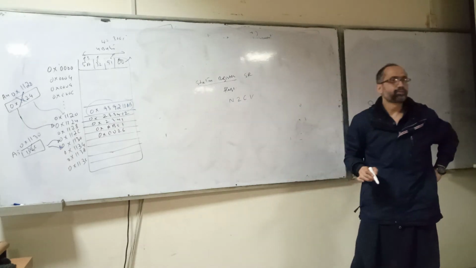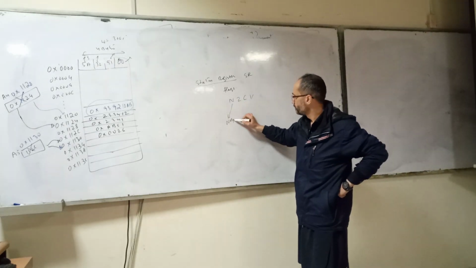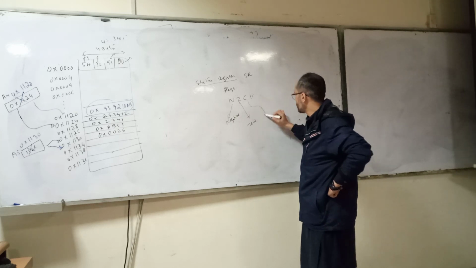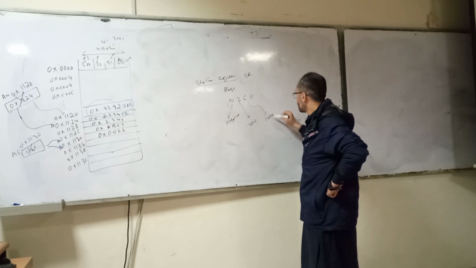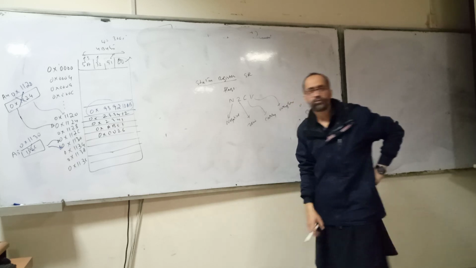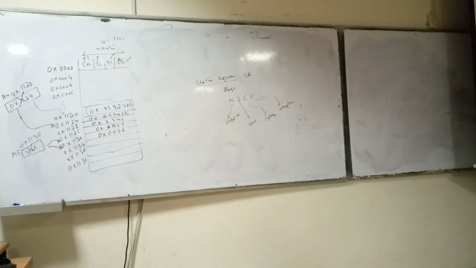What does N stand for? Negative. Z stands for? Zero. C stands for? Carry. V stands for? Overflow. So these are different types of flags.